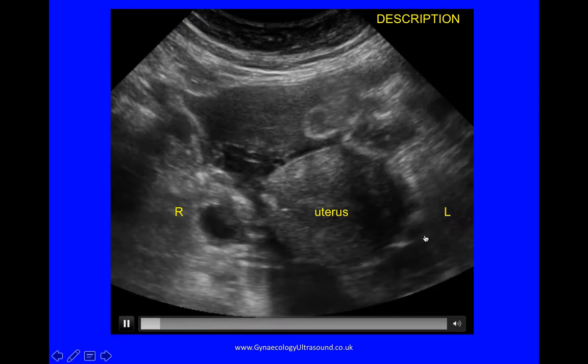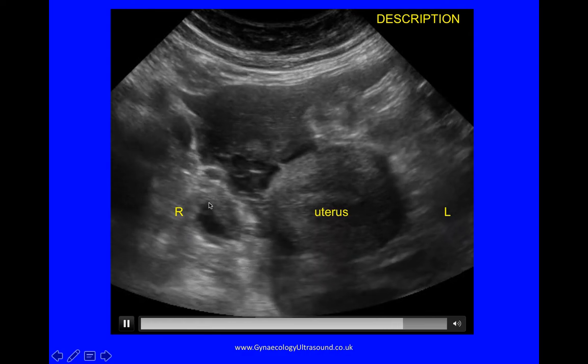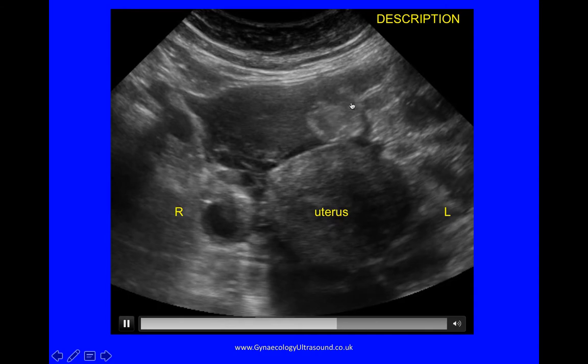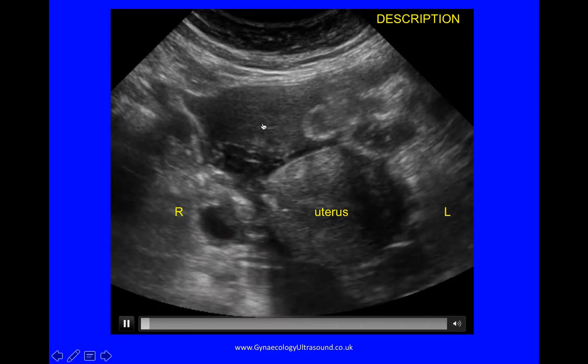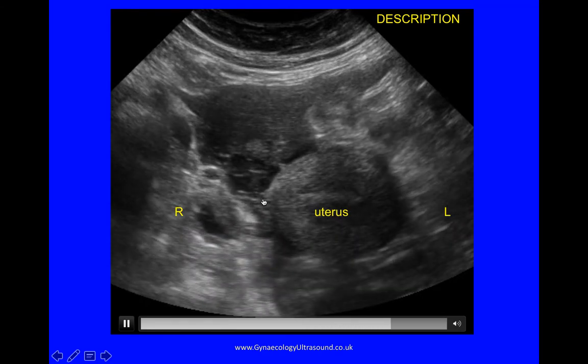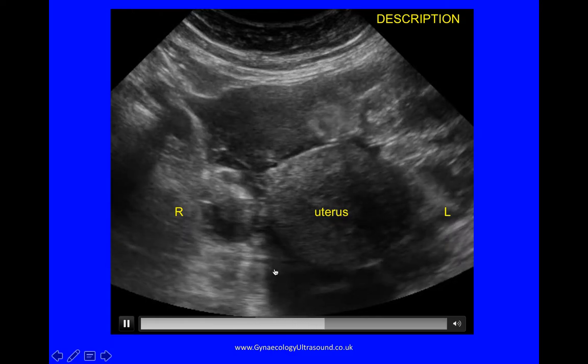This was a transabdominal view, transverse. There's uterus, there's the right side, the left side. Here you can see the right ovary, and here you can see bowel, and this is ascites, which you can see dripping down the lateral aspect of the uterus. There's something very thick that's dripping.